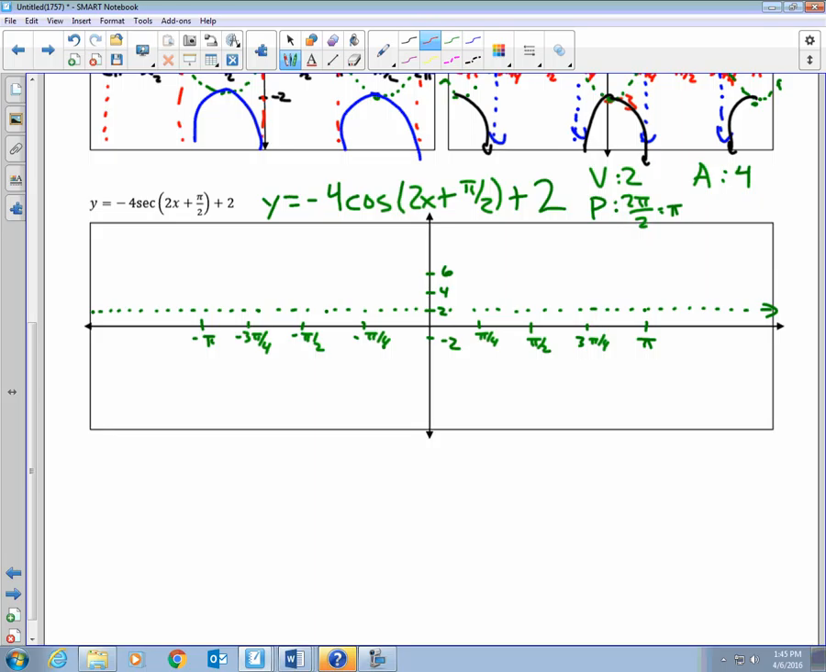Instead of making a ghost graph, I'm going to find my horizontal shift. I take 2x plus pi over 2, set it equal to 0. I get 2x equals negative pi over 2. So x is negative pi over 4, correct? Okay, divide by 2 is the same as multiplying by 1/2, right? So if you want to get rid of the 2, you multiply by 1/2. You get negative pi over 4. Horizontal shift.